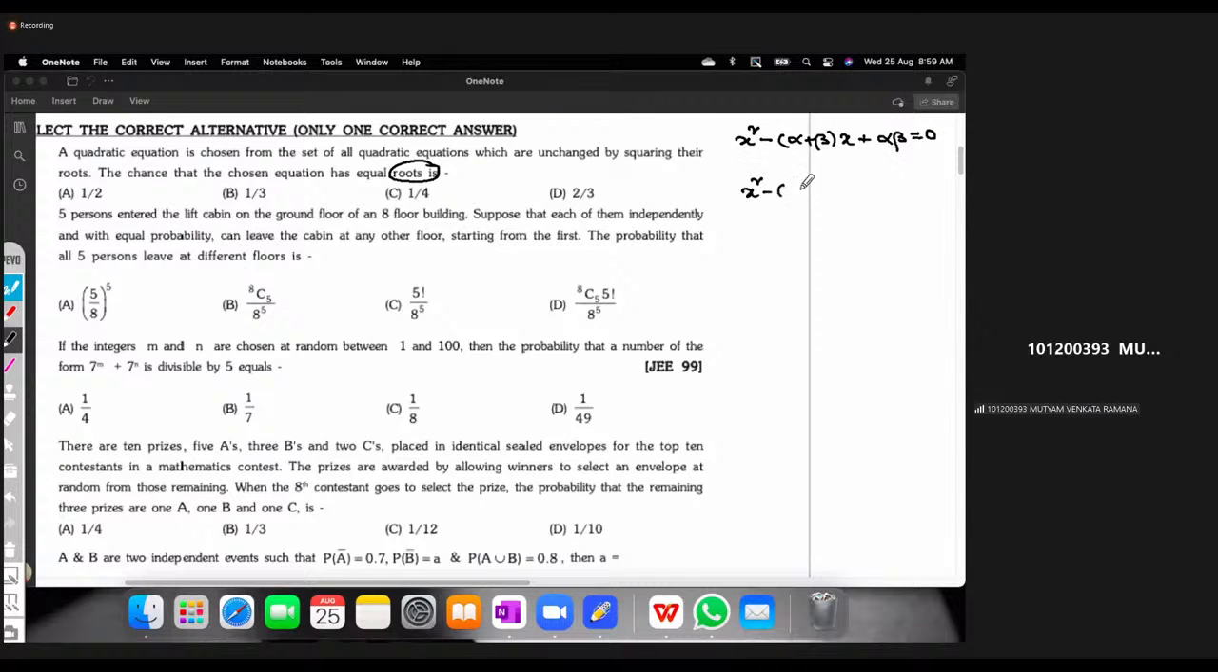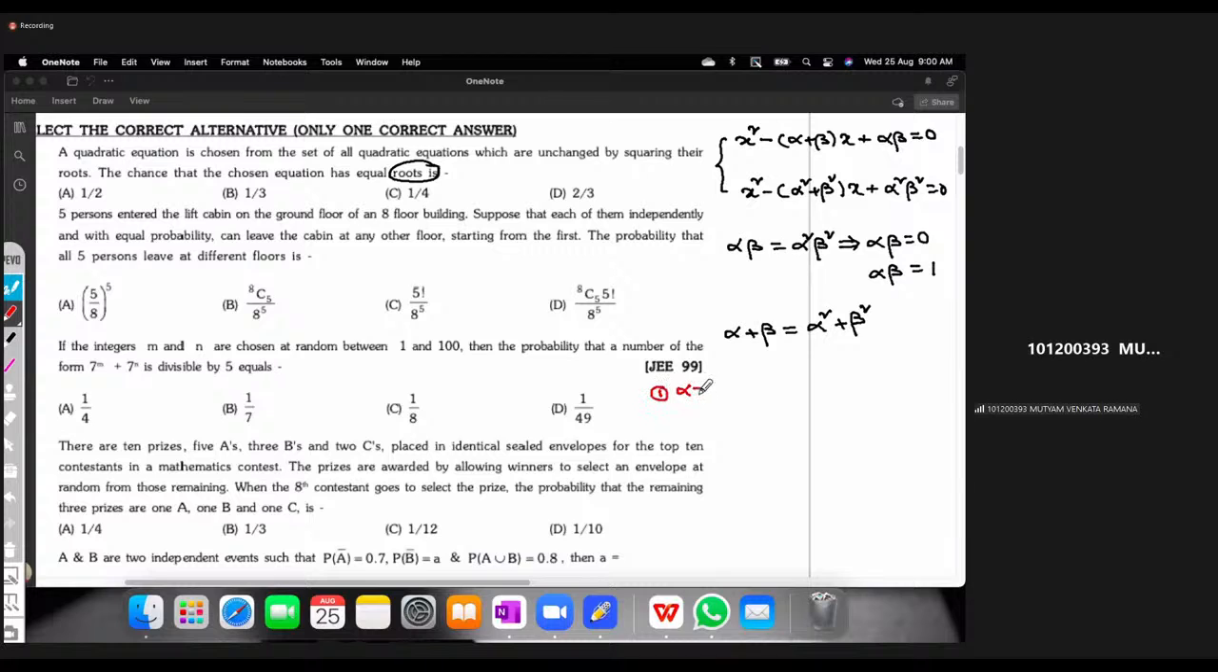x square minus alpha square plus beta square into x plus alpha square beta square. So both should be the same. So alpha beta is equal to alpha square beta square. So that means alpha beta is equal to 0 or alpha beta is equal to 1. Next, alpha plus beta should be equal to alpha square plus beta square.